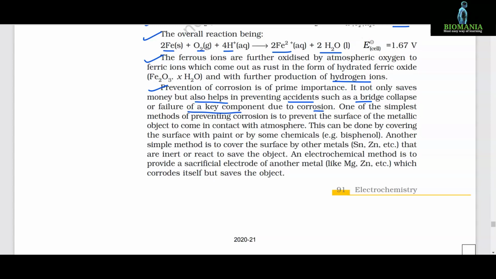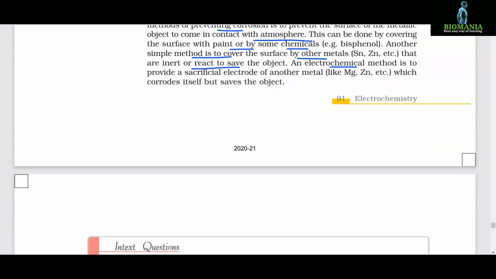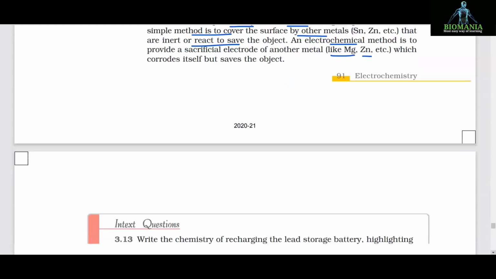One of the simplest methods of preventing corrosion is to prevent the surface of the metallic object from coming in contact with the atmosphere. This can be done by covering the surface with paint or some chemicals, for example, bisphenol. Another simple method is to cover the surface with other metals, that is Sn, Zn, etc. that are inert or react to save the object. An electrochemical method is to provide a sacrificial electrode of another metal like magnesium, zinc, etc. which corrodes itself but saves the object.